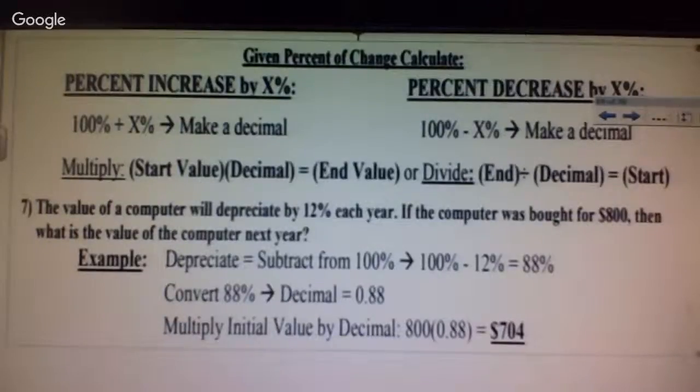So multiplying and dividing by 100, that's what it does. If you multiply by 100, it changes it to a percentage. If you divide by 100, it changes it to a decimal. And then what we did was we multiplied. Our computer cost $800, and 88% of it is all it's worth now. So your computer that was $800 is now only worth $704. You can't sell it for as much as you bought it for.